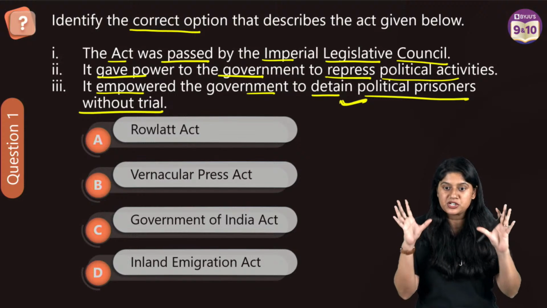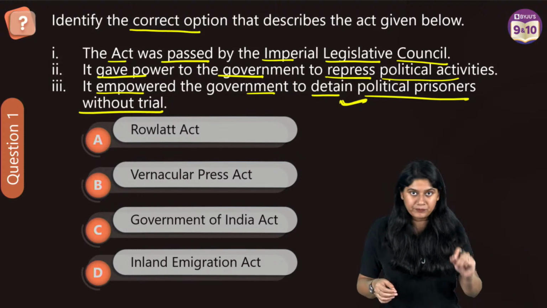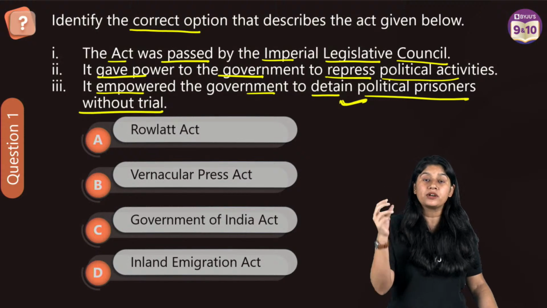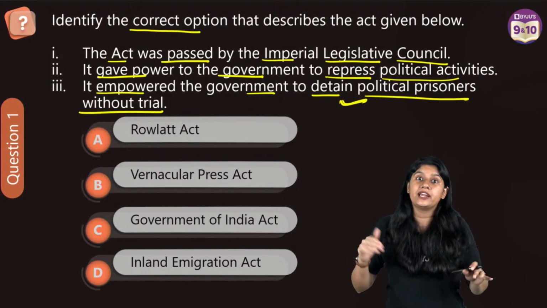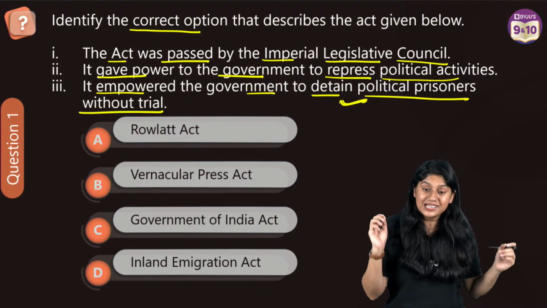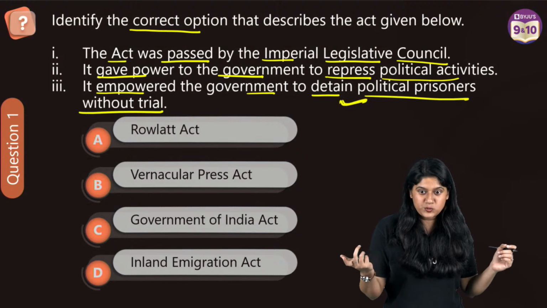So the British government can actually come and if they feel that this person is involved in any political activities, they can take that person into jail without the trial or without the legal procedure. So this act is which act, everyone?